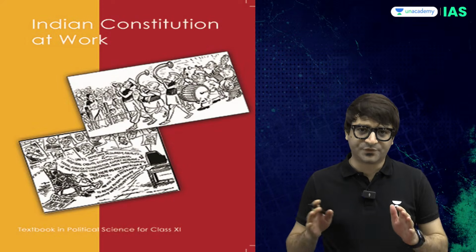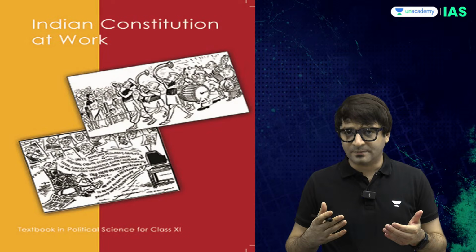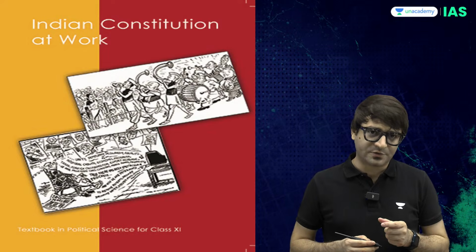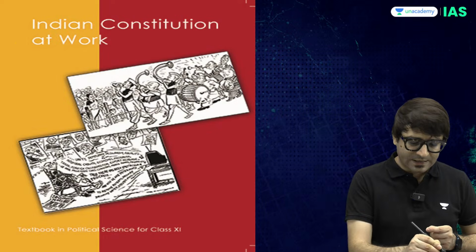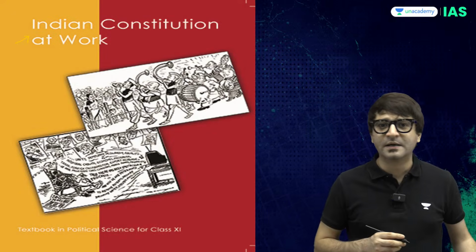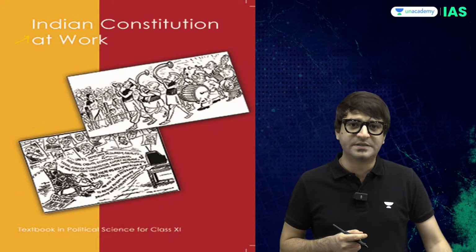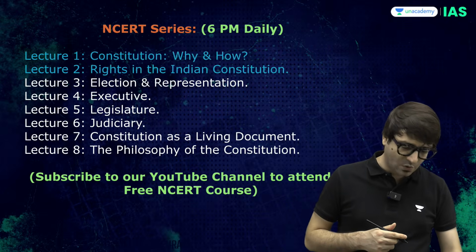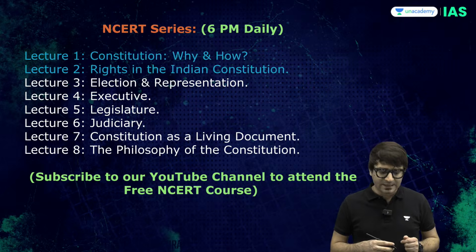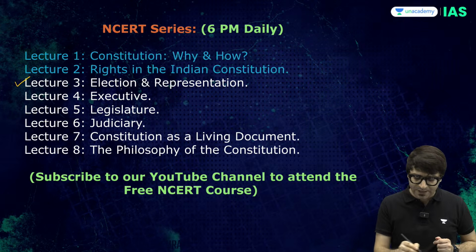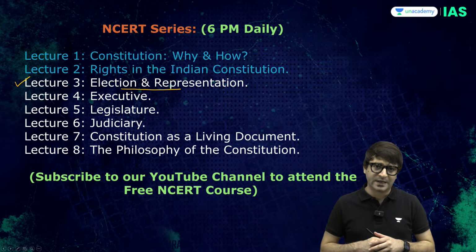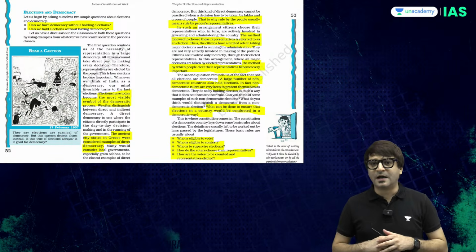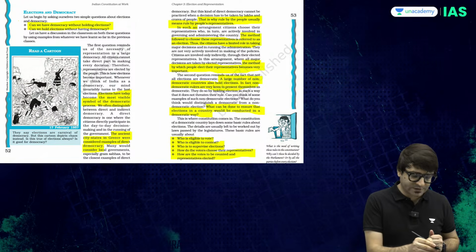Today is day 3 and it is our endeavor to complete in 8 lectures all the important chapters of this beautifully written book, Indian Constitution at Work, which is a textbook in political science for class 11th. We have covered 2 chapters, chapter number 1, chapter number 2, and today let's discuss chapter number 3, where we will discuss election and representation. So let's get started and answer 2 important questions.